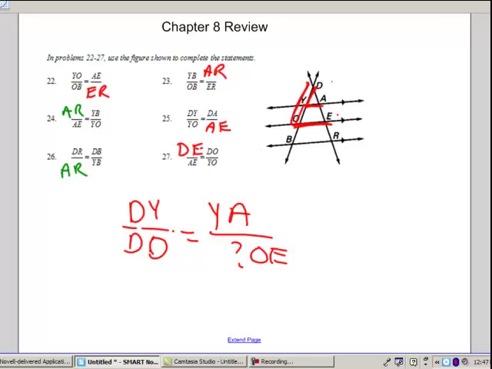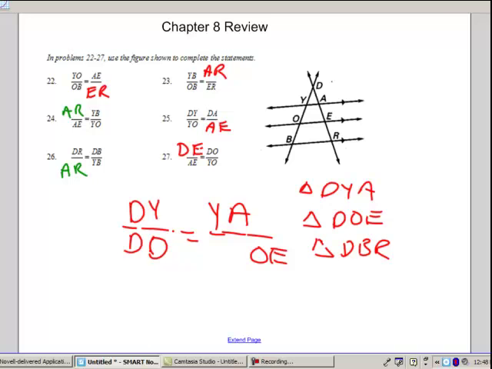If you don't see that, please come see me, because I need us to understand that there are similar triangles besides the sides. I believe there's one on the quiz or test that will ask us about the bottom sides. Break these things up into triangles for me, right? You've got this triangle DYA, you've got this triangle DOE, and you got this triangle DBR, and they're all similar to each other, and you can match up the sides accordingly.